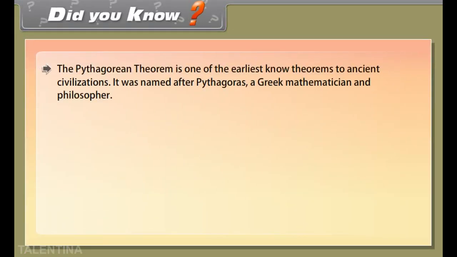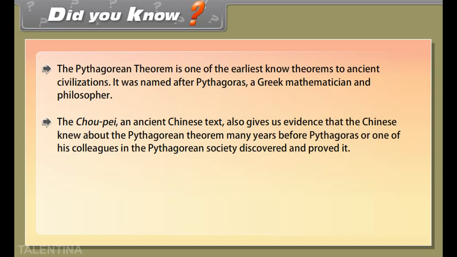Did you know? The Pythagorean theorem is one of the earliest known theorems to ancient civilizations. It was named after Pythagoras, a Greek mathematician and philosopher. The Sulba Sutras, an ancient Indian text, also gives us evidence that the theorem was known many years before Pythagoras or one of his colleagues in the Pythagorean society discovered and proved it.